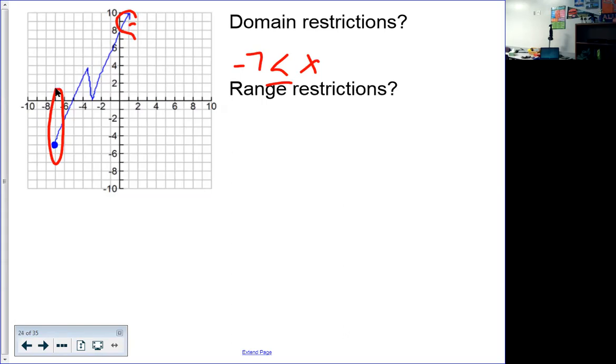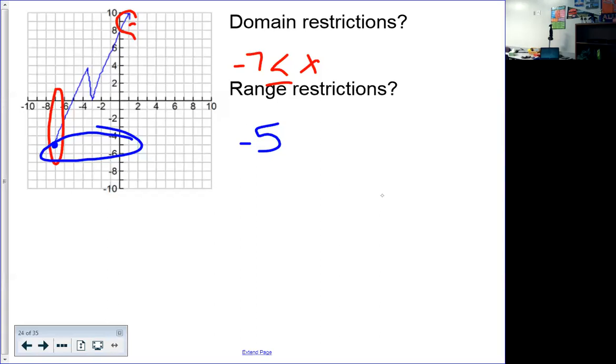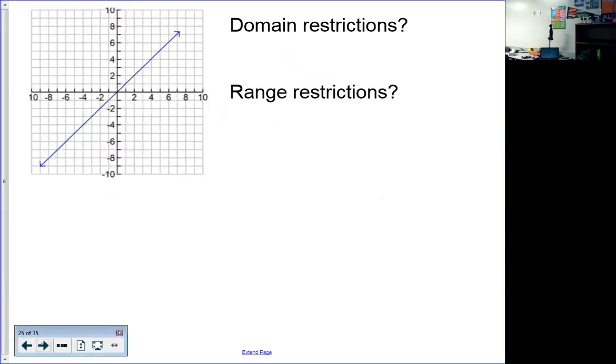All right, let's move on to our range. Our range, the lowest point is -5. So I'm at -5 for my lowest point. Now I need to go to my highest point. I see again, I do have that arrow. So I'm just going to have -5 less than or equal to y for my range. All right, go ahead and take a look at this one.